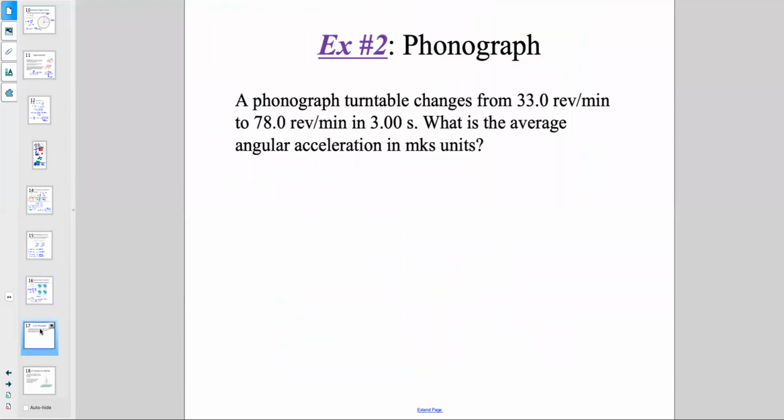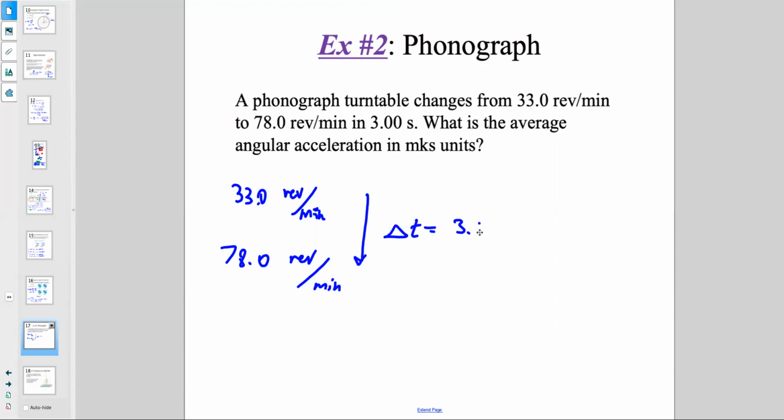So let's take a look. We have a change of velocity here. So we have 33 revolutions per minute. Okay, so the velocity at the beginning is 33 revolutions per minute. So in 60 seconds, it will do 33 revolutions. And it went up to 78 revolutions per minute. And the time for that to happen was 3 seconds.